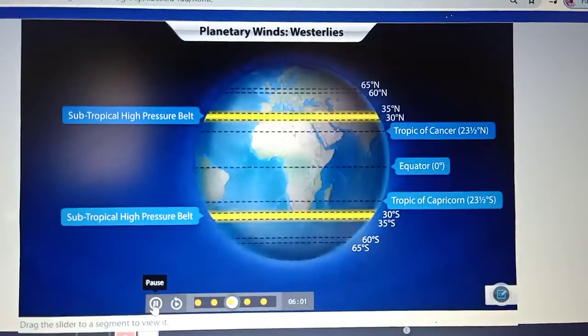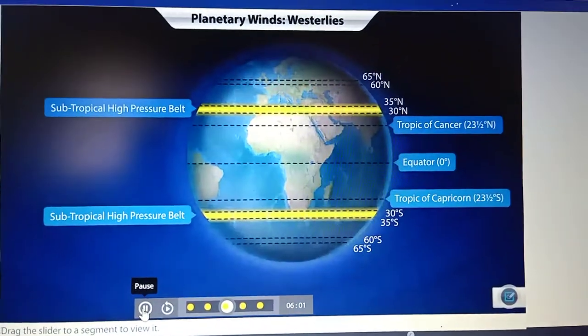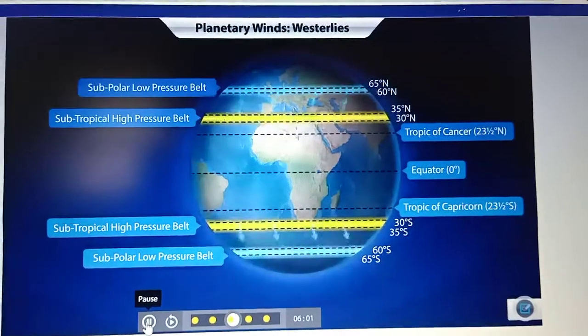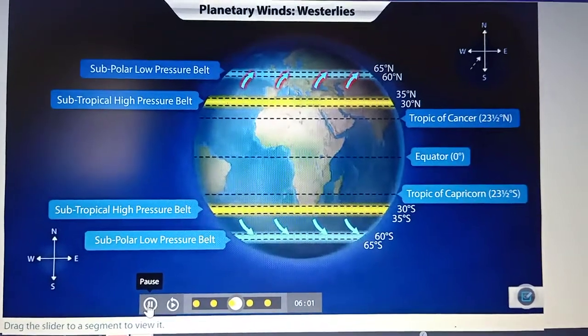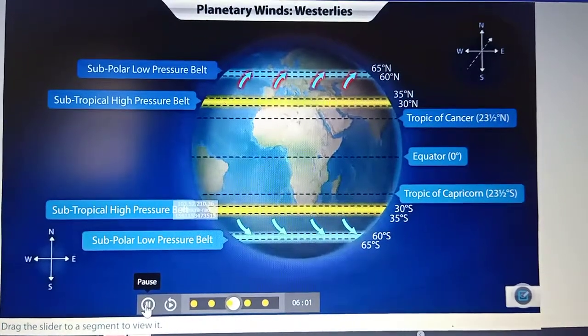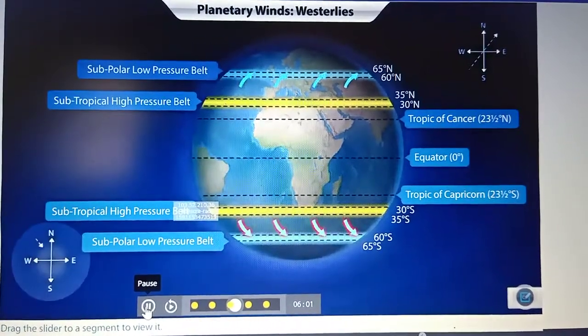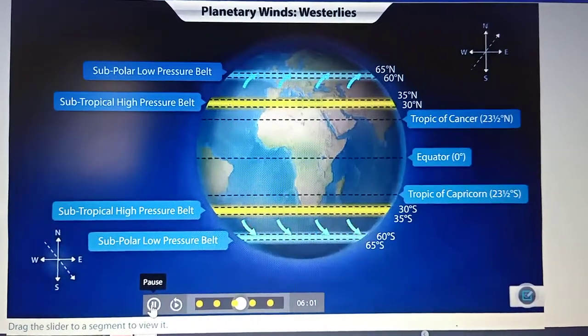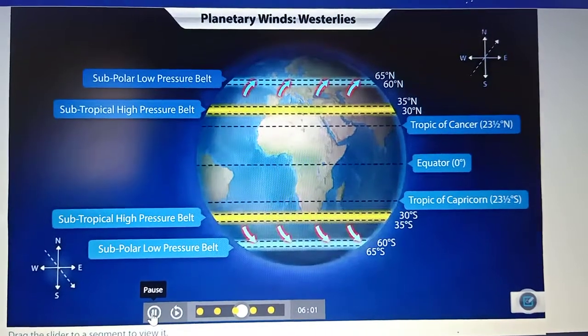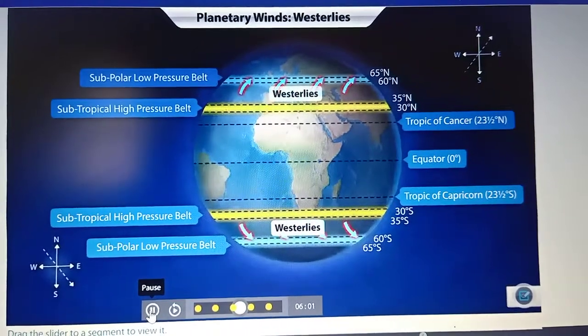In the temperate latitudes, winds blow from the subtropical high-pressure belts to the subpolar low-pressure belts. Due to deflection, these winds blow from the southwest in the northern hemisphere and northwest in the southern hemisphere. Owing to their origin from the west, these winds are also called the westerlies.